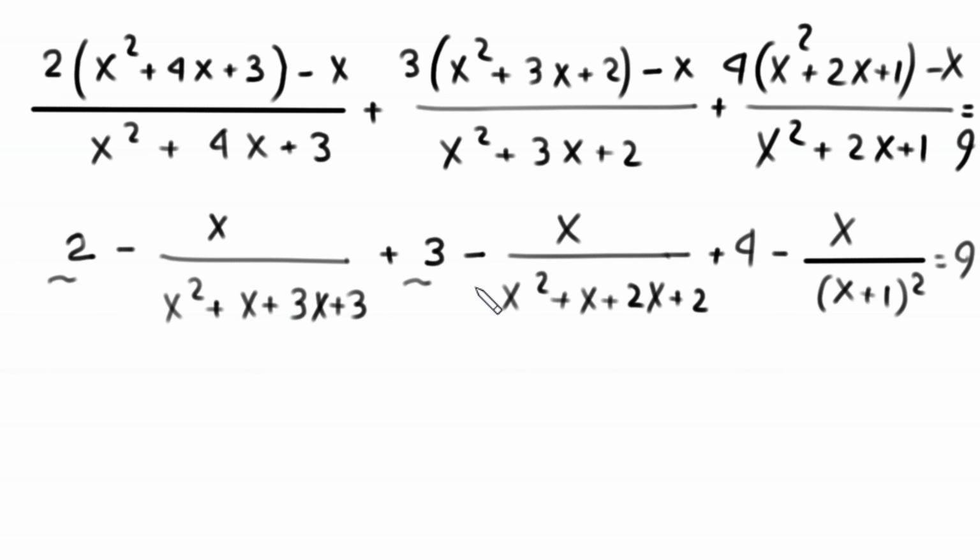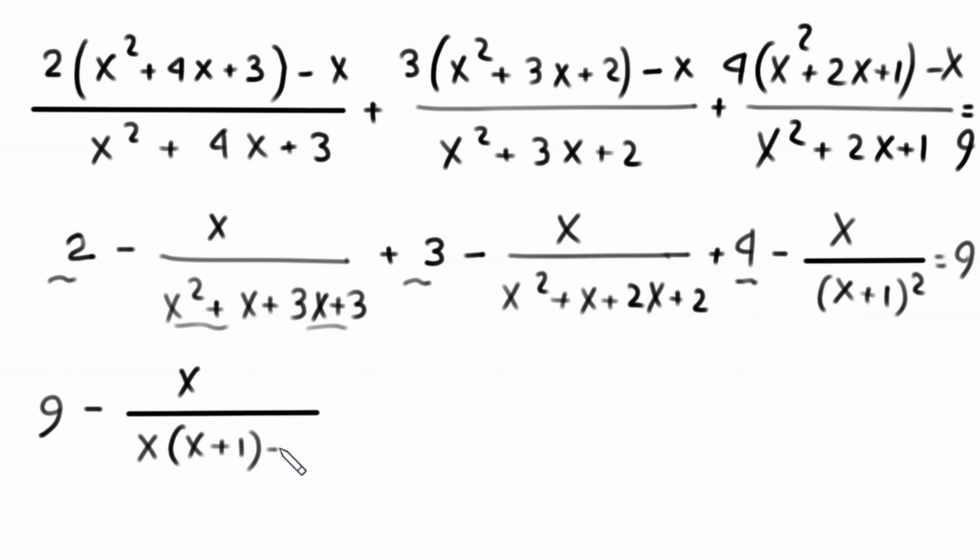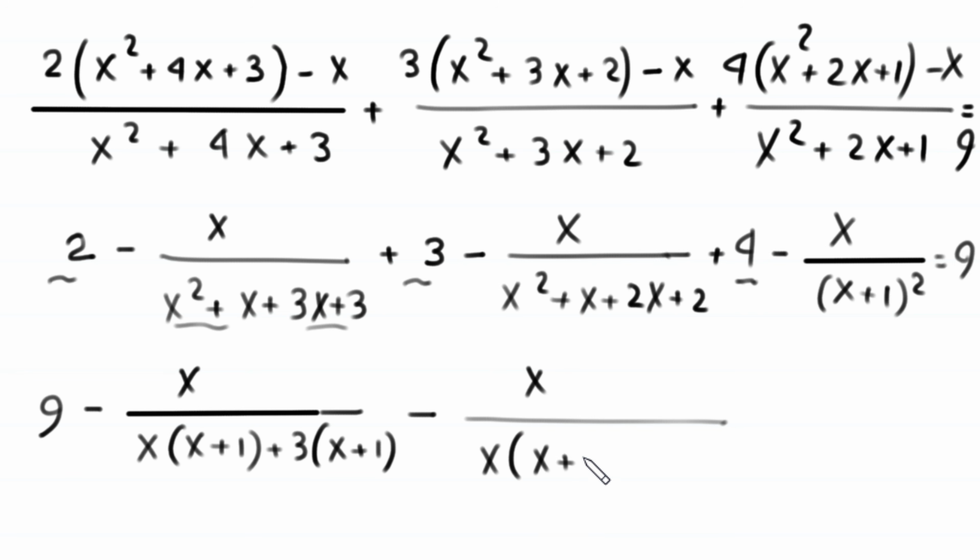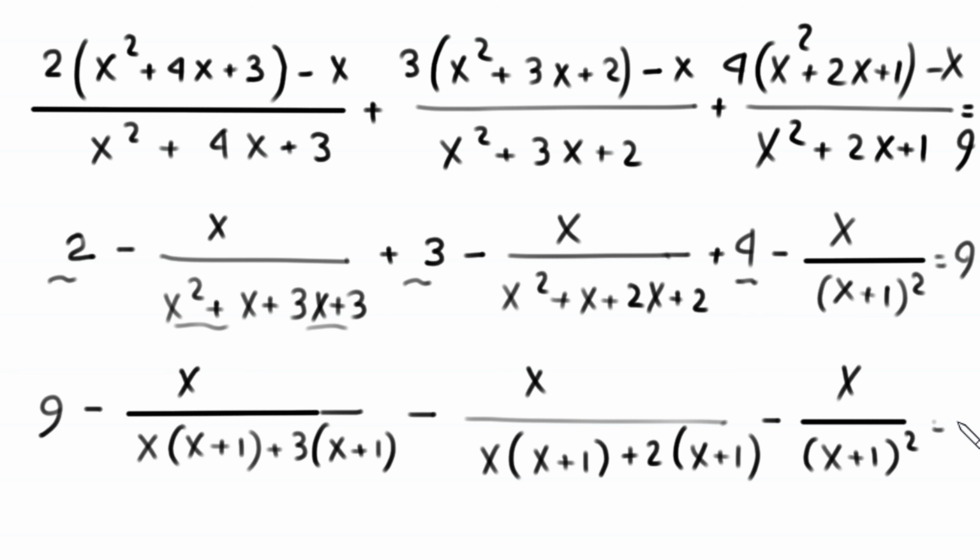Now 2 plus 3 plus 4 will become 9, minus x divided by, from these two terms we can factor out (x + 1), from these two terms we can factor out (x + 3), minus in the same way x divided by (x + 1) times (x + 2), and x divided by (x + 1) squared, which remains the same, equal to 9.